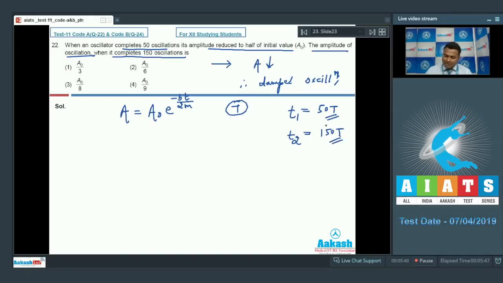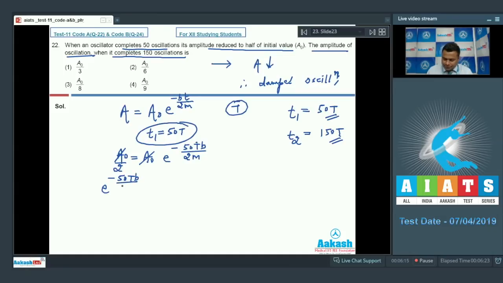Let us put the values of time in the expression. If t is 50 oscillations, then the amplitude is half, so A naught by 2 equals A naught e to the power minus 50 capital T b divided by 2m. Let us simplify a little bit: e to the power minus 50 Tb upon 2m equals 1 by 2. Let us write it as equation number 1.